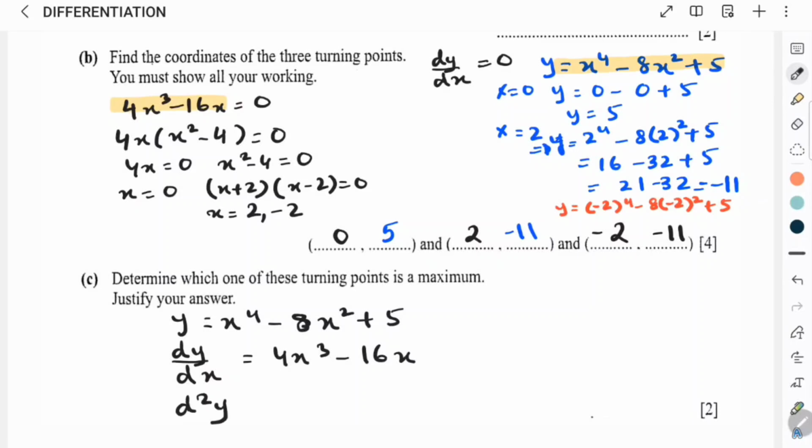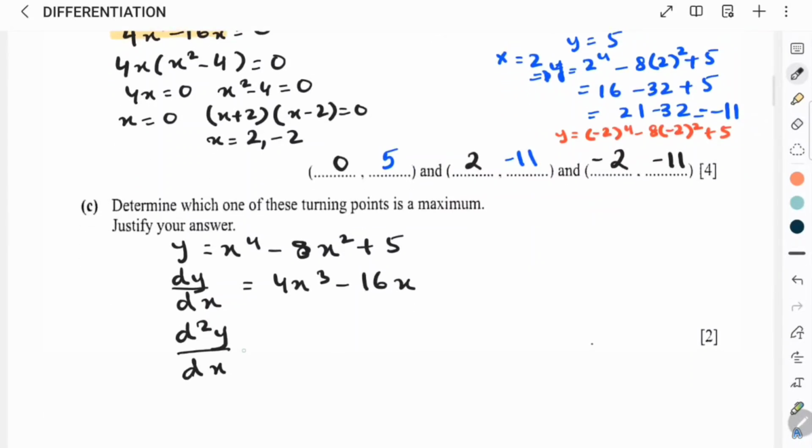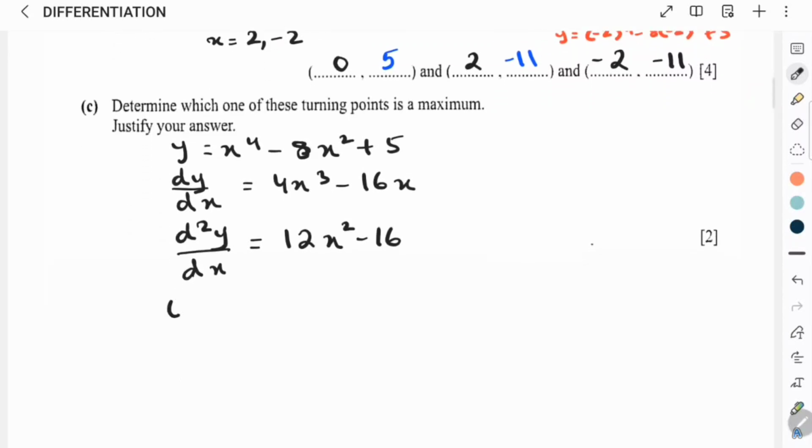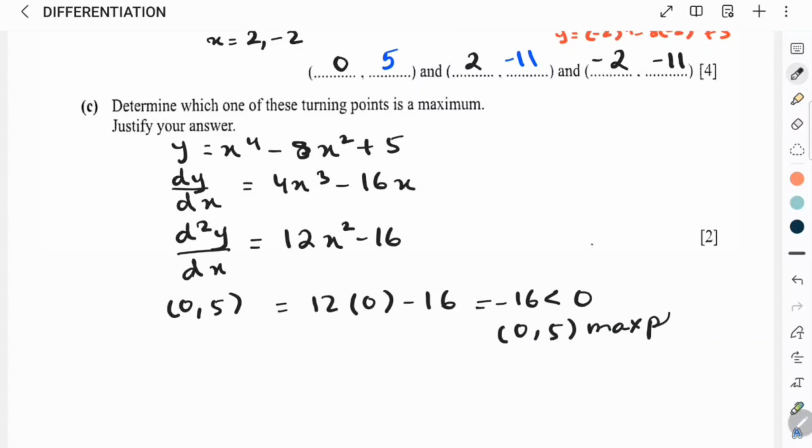To find the nature, we find the second derivative. So that is 3 fours are 12, x squared minus 16. The first point is (0, 5), so I'm putting it here. 12 times 0 minus 16 is minus 16, which is less than 0. It means that (0, 5) is the maximum point. If the answer is negative, then it's a maximum point. I'll show you for the other two points so you understand that you will get a positive answer.